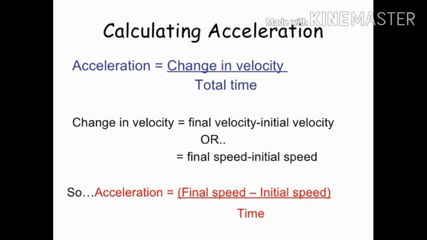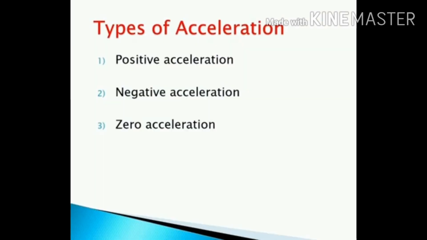From the definition we got, acceleration is equal to change in velocity with respect to total time. Change in velocity means final velocity minus initial velocity. Sometimes we can also say final speed minus initial speed. So acceleration is equal to final velocity minus initial velocity upon time. Here are the types of acceleration: positive acceleration, negative acceleration, and zero acceleration.